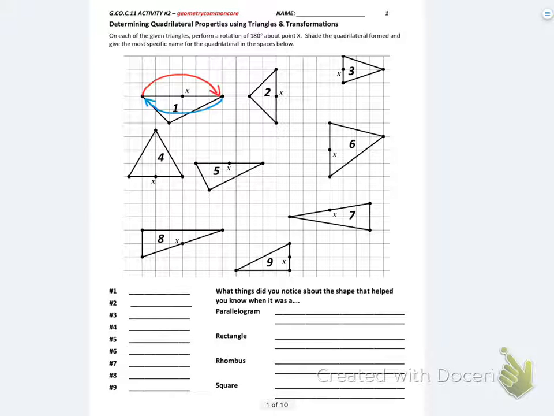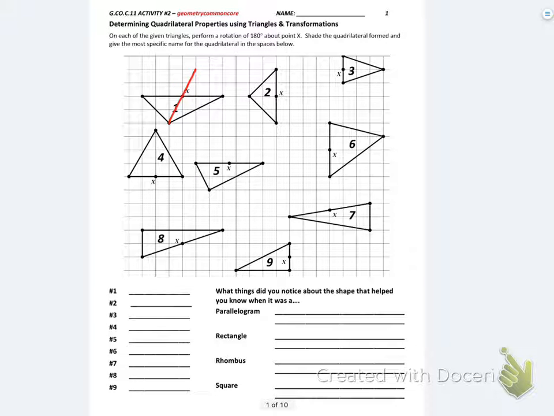So really, the only point I need to worry about rotating is this third point in my triangle, the one that's not on the line. Now, there's an easy way of doing 180 degree rotation. We can just draw a line going through.